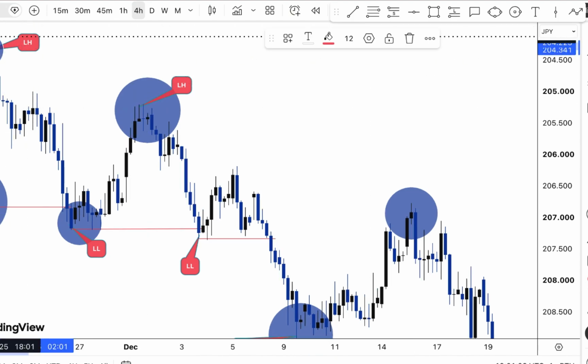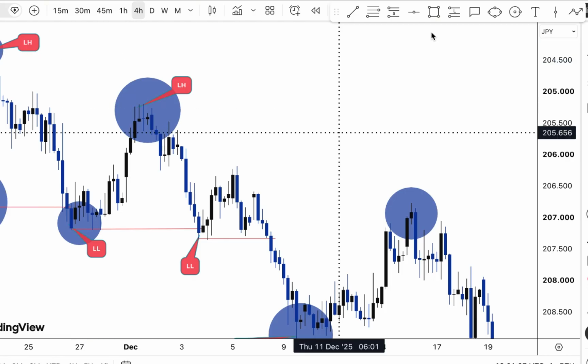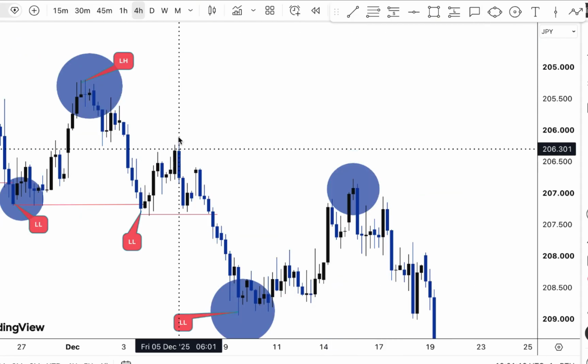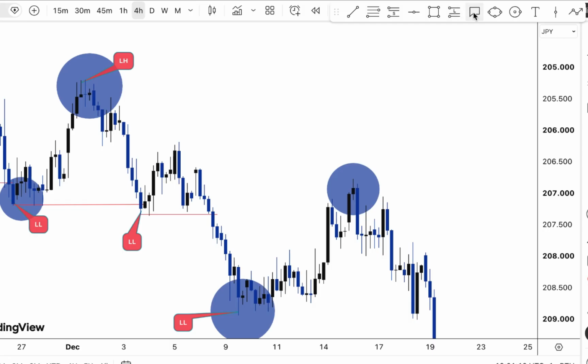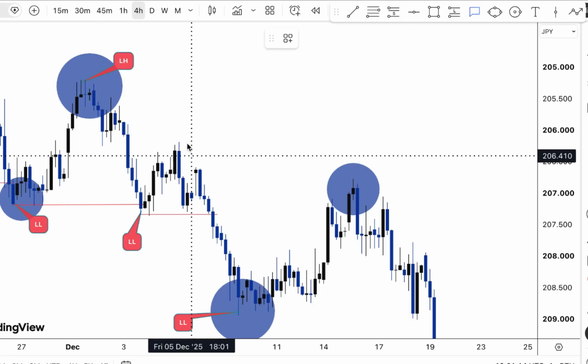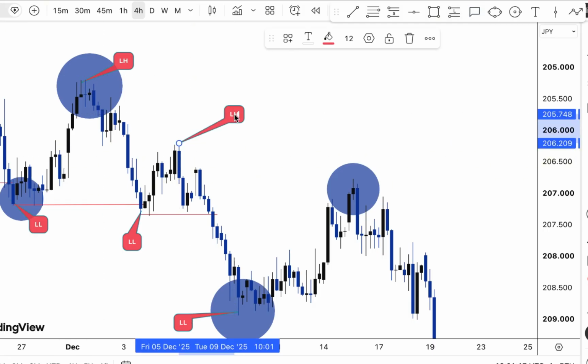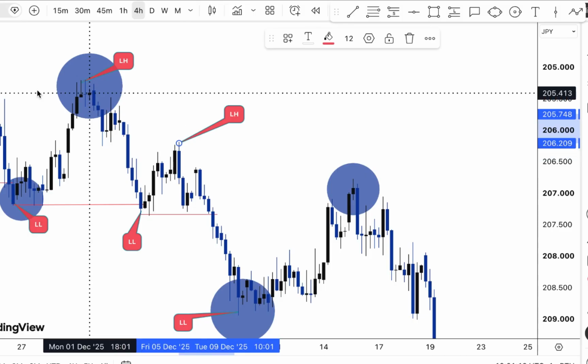Because this high is lower than this previous high. So if we go again, this high that you can see here, we know that is a high, but it's lower than this previous high. So we'll call it what? Lower high, because it's lower than this high.